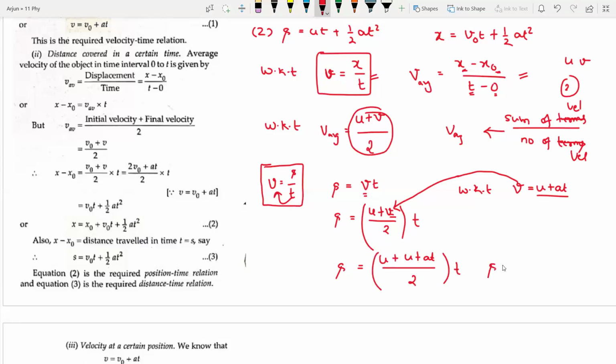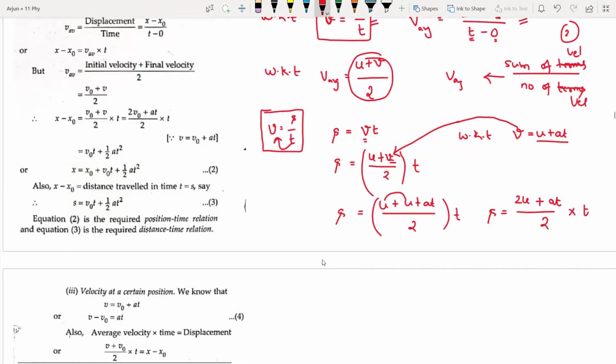Now it becomes s is equal to u plus u, 2u plus at upon 2 multiplied with time. Now what you can do? You can take LCM. So s is equal to, here, this is one part, 2u by 2, this t will be multiplied with t, plus this is another term, at by 2 multiplied with time, because this time is multiplying.